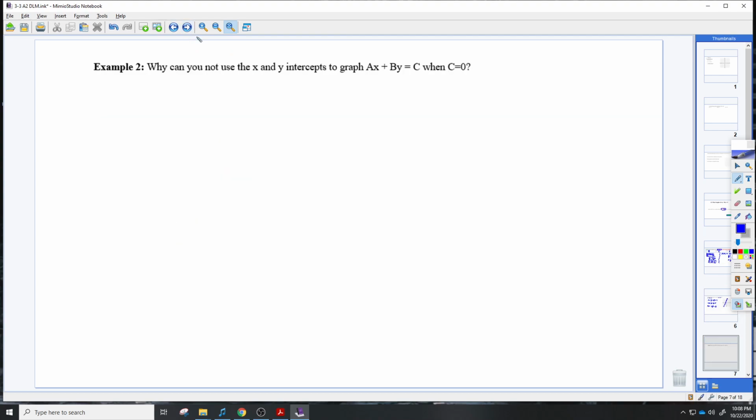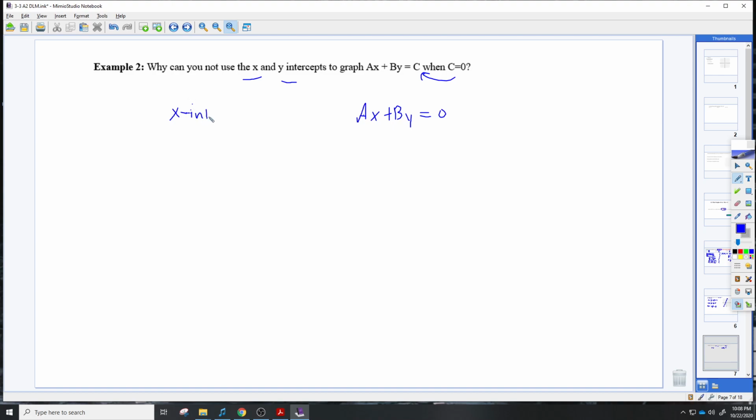Example 2. Why can you not use the x and y intercepts, so the little shortcuts that we just did, to graph this equation when c is 0? So let's see what that looks like. ax plus by equals 0. So let's try doing it and see what happens.